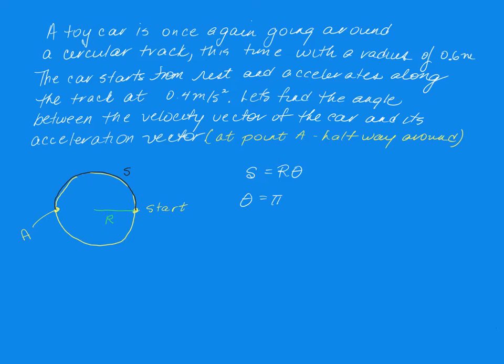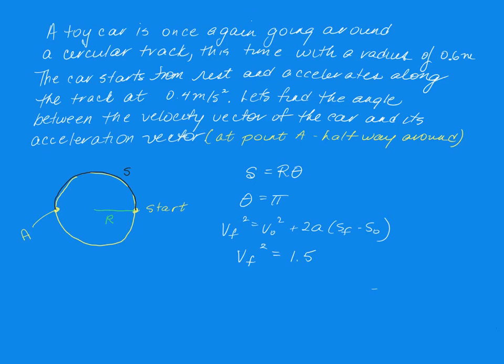Now we can go and use some other equations to find the velocity at point A. So why don't you pause and see if you can figure out what formulas you're going to need to use to find the velocity, linear velocity, at point A. So hopefully you recalled that equation, and if you calculated things correctly, you should get a final velocity squared of 1.5.